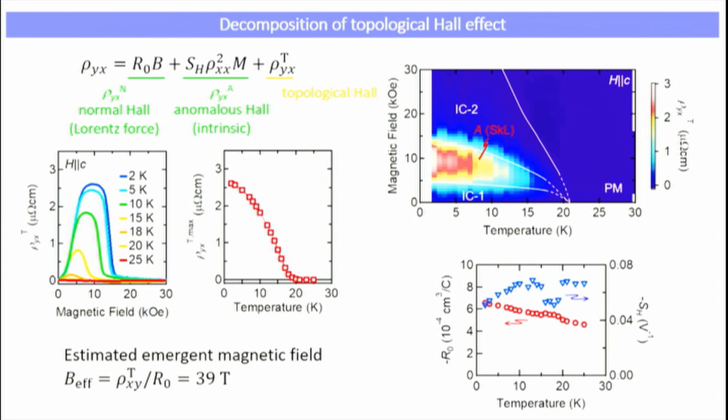So this is the temperature dependence of the maximum value of the Hall resistivity. It has the maximum value at the lowest temperature, and estimating the effective magnetic field by dividing by the Hall constant, it corresponds to 39 Tesla, 10 times larger than that observed in manganese silicide. So it's clearly suggesting the presence of a large emergent magnetic field.